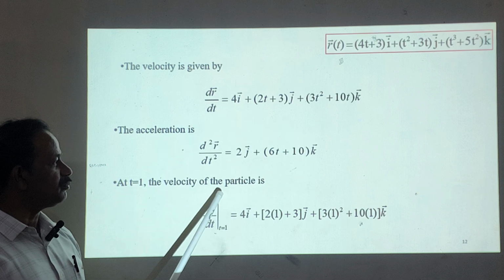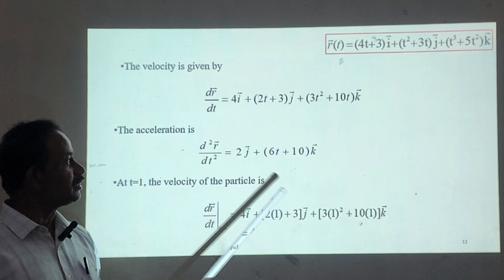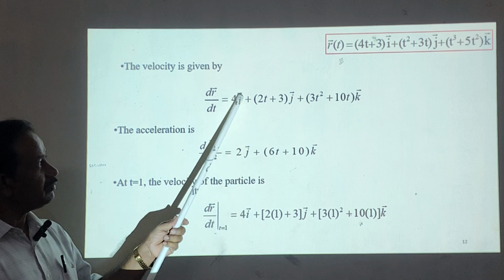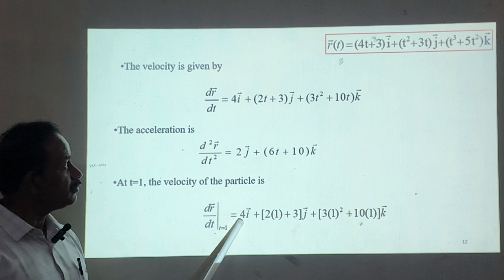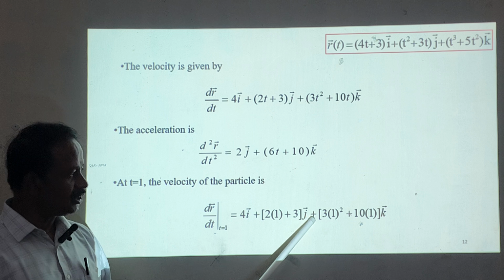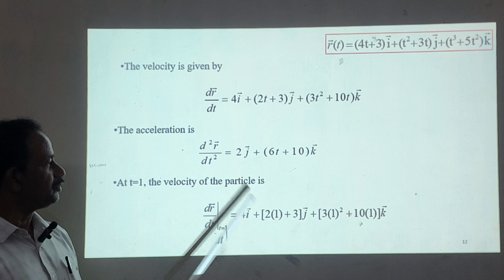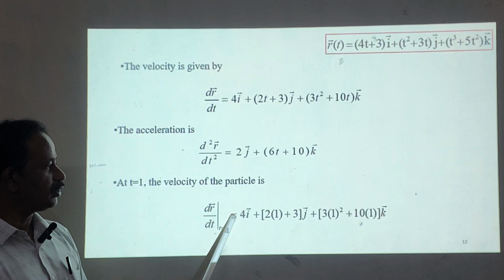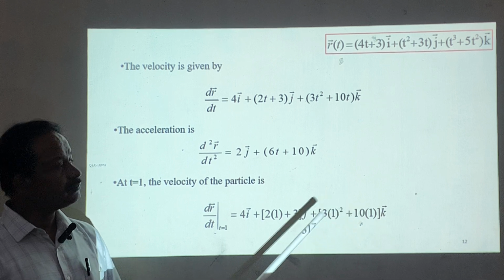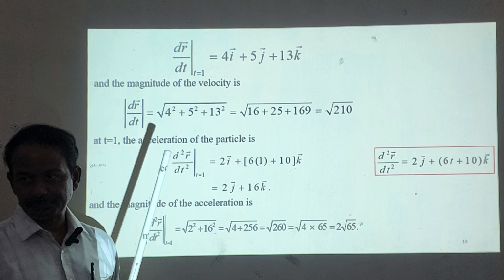Now at t equal to 1, we will have to find out the velocity of the particle. So it is asked velocity and acceleration at t equal to 1. The expression for velocity is given as this. Correct? At t equal to 1, wherever you find t, you substitute 1. So you will have 4i plus 2 times 1 plus 3 times j plus 3 times 1 square plus 10t k. So simplifying, this is 4i, 2 plus 3 is 5j, then 3 multiplied by 1 is 3, plus 10, so 13. So 4i plus 5j plus 13k at t equal to 1.